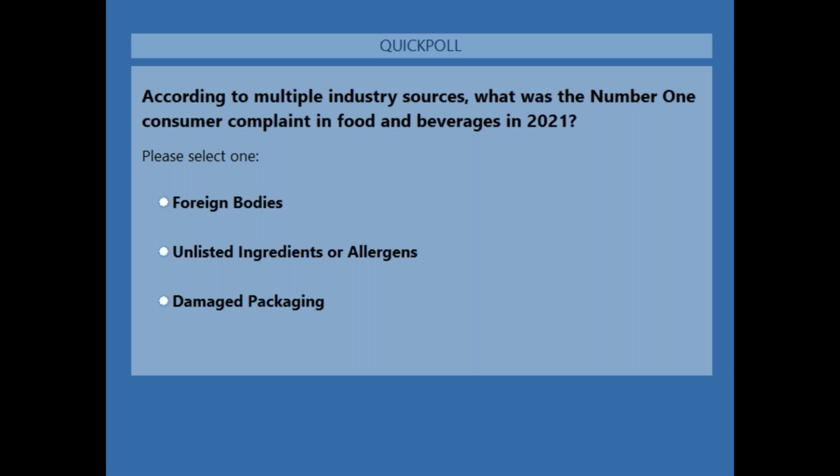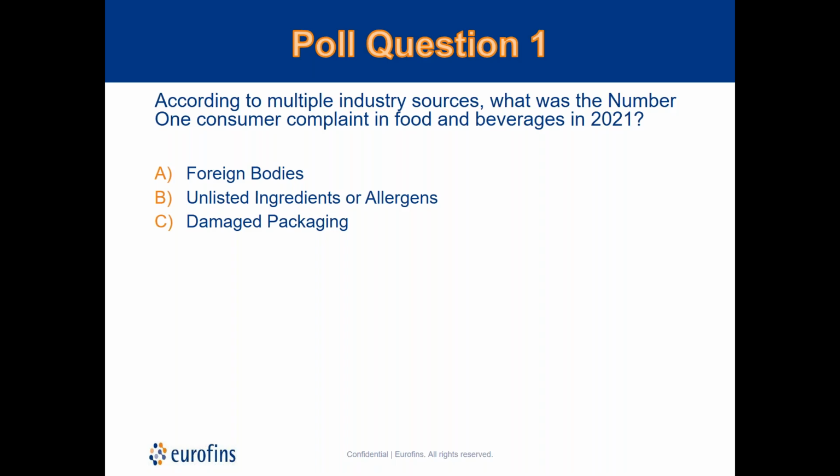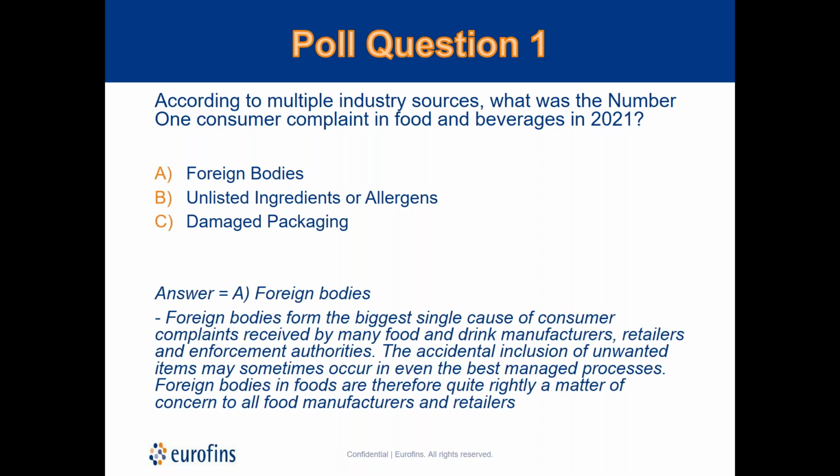All right, that sounds like 10, and the answer is it's foreign bodies. That's the largest single cause of consumer complaints based on industry sources for food, drink manufacturers, retailers, and enforcement authorities, which includes FDA, USDA, and we also included Health Canada because we do a lot of business with our friends north of the border.